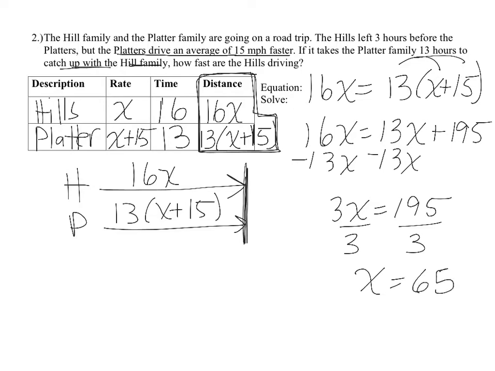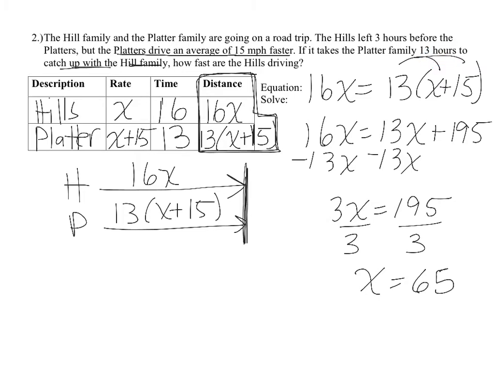So now in this case, what does that 65 represent? Well, that's why we have this cool chart. Here's your x. The x represents the Hills' rate. So the Hills traveled for 65 miles per hour. I know it's miles per hour because the rate here is miles per hour. We're talking about hours in the problem as well.